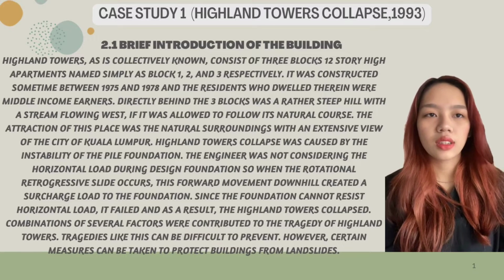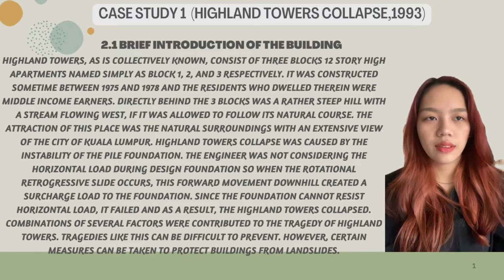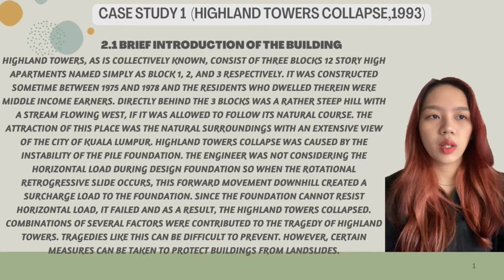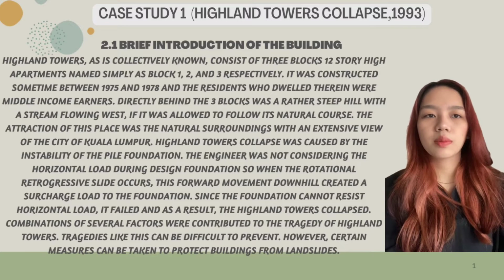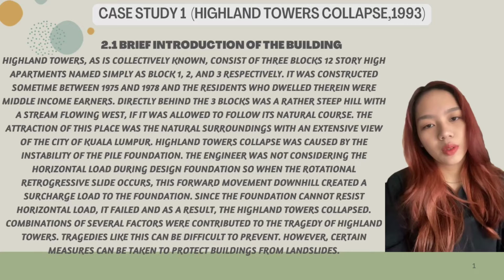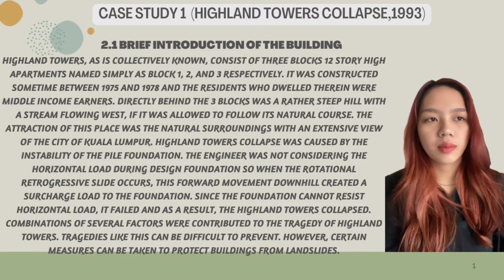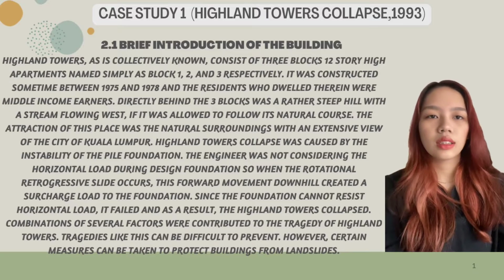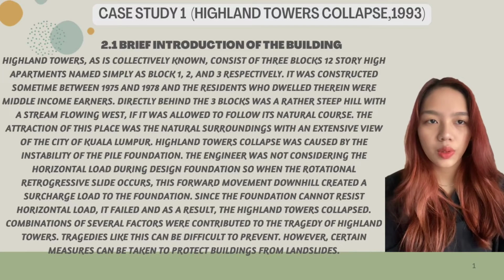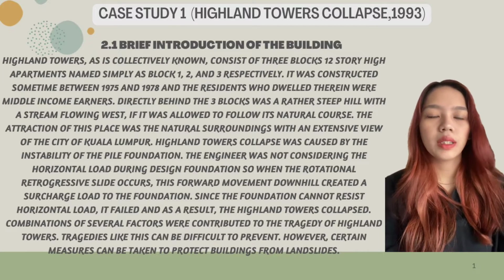Brief introduction of the building. Highland Tower, as it is collectively known, consists of 3 blocks, 12-story high apartments named simply as Block 1, 2, and 3, respectively. It was constructed sometime between 1975 and 1978, and the residents who dwelled therein were middle-income earners.